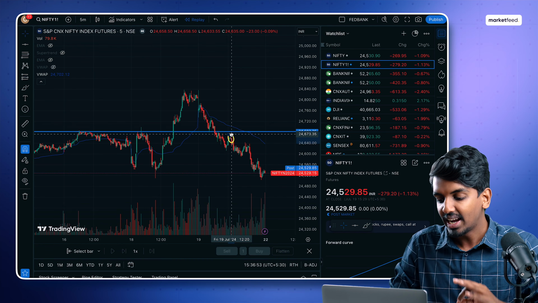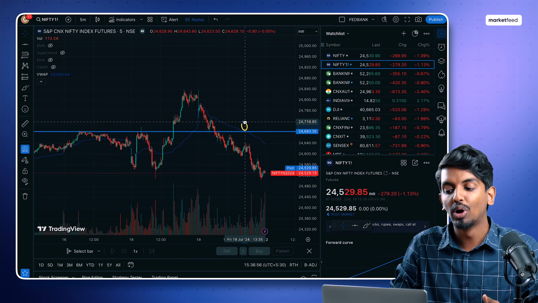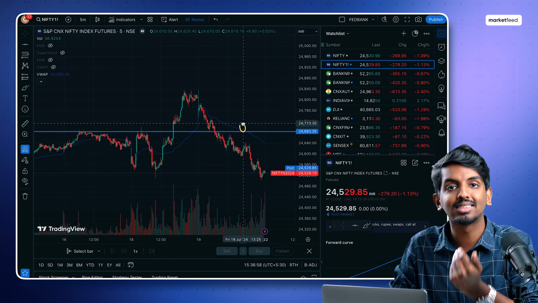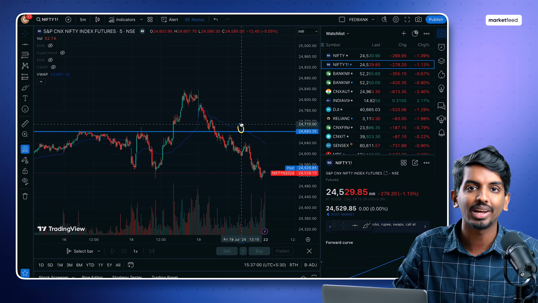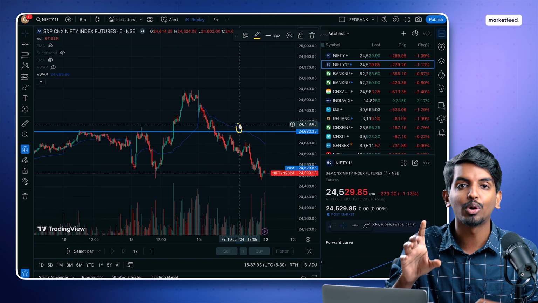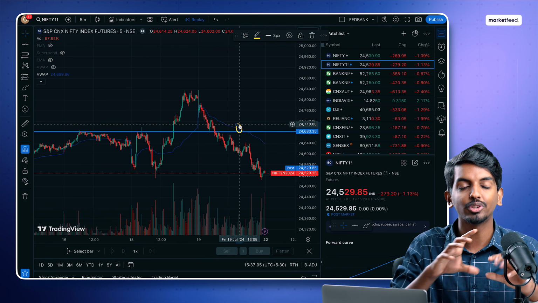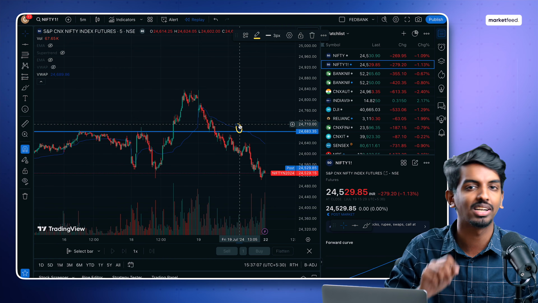So from here, let's say at 12:20, the market actually did move up and cross the VWAP. I can choose it as a trailing stop loss and I can think about exiting my trades. So the exit is not based on the premium here. It is based on the spot movement in the Nifty or Bank Nifty futures chart.